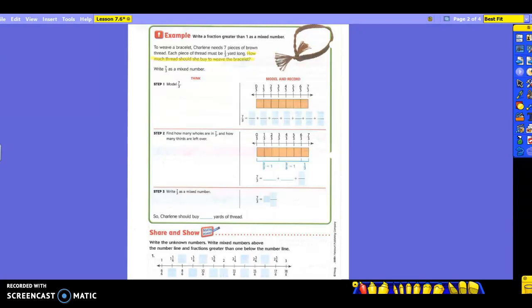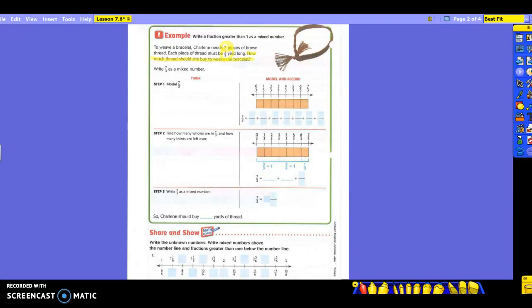Now, if you notice, your number is she needs 7 pieces of brown thread, and each one is going to be 1/3 yard long. Now, take a look at what they wrote. They have 7 pieces, and they're going to be 1/3 yards long, so they wrote it as 7/3. That is your fraction greater than 1. Say it with me. Fraction greater than 1. We're going to turn it into a mixed number. That's where you're going to have a whole number and a fraction with it.